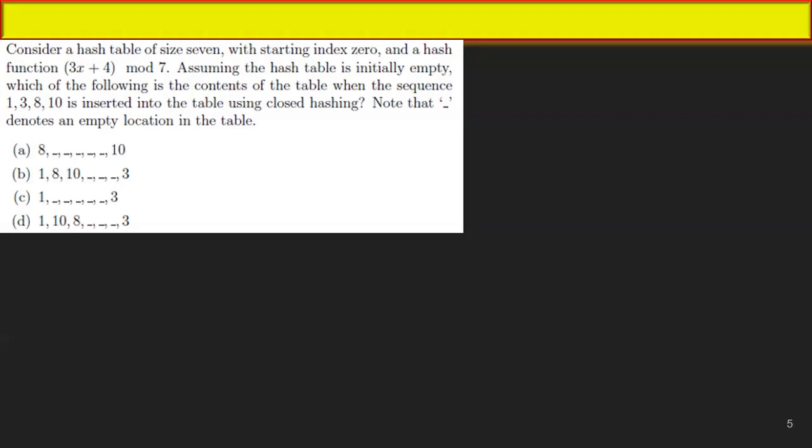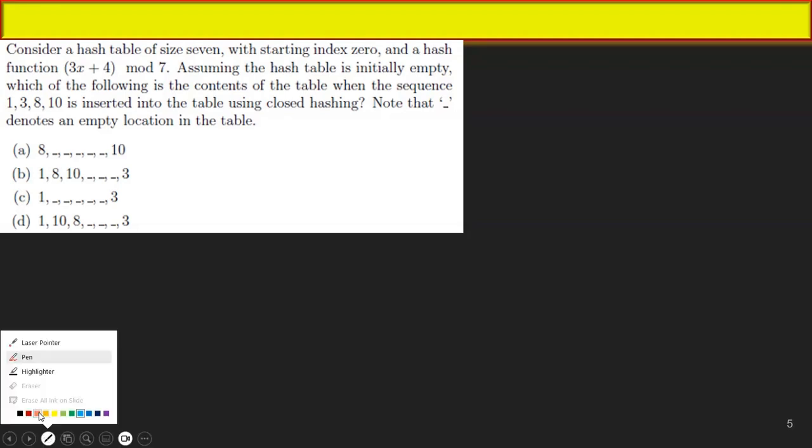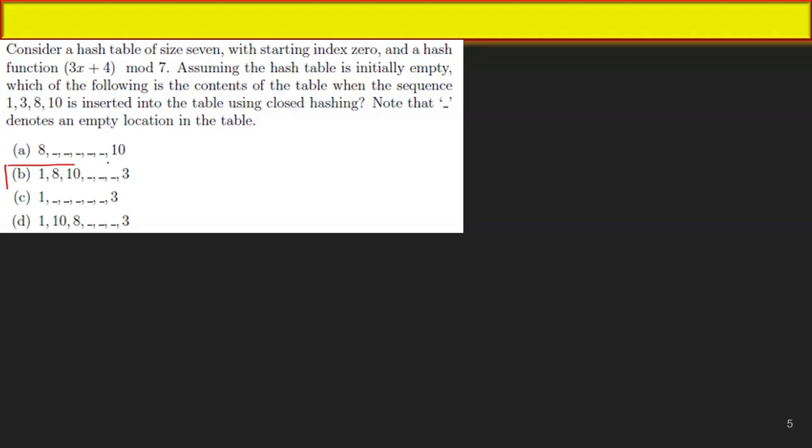Yes? Okay, some people are giving D. Let us discuss about it. No problem. Right? So actual answer is B. Actual answer is B. See what they are saying: consider a hash table of size 7.